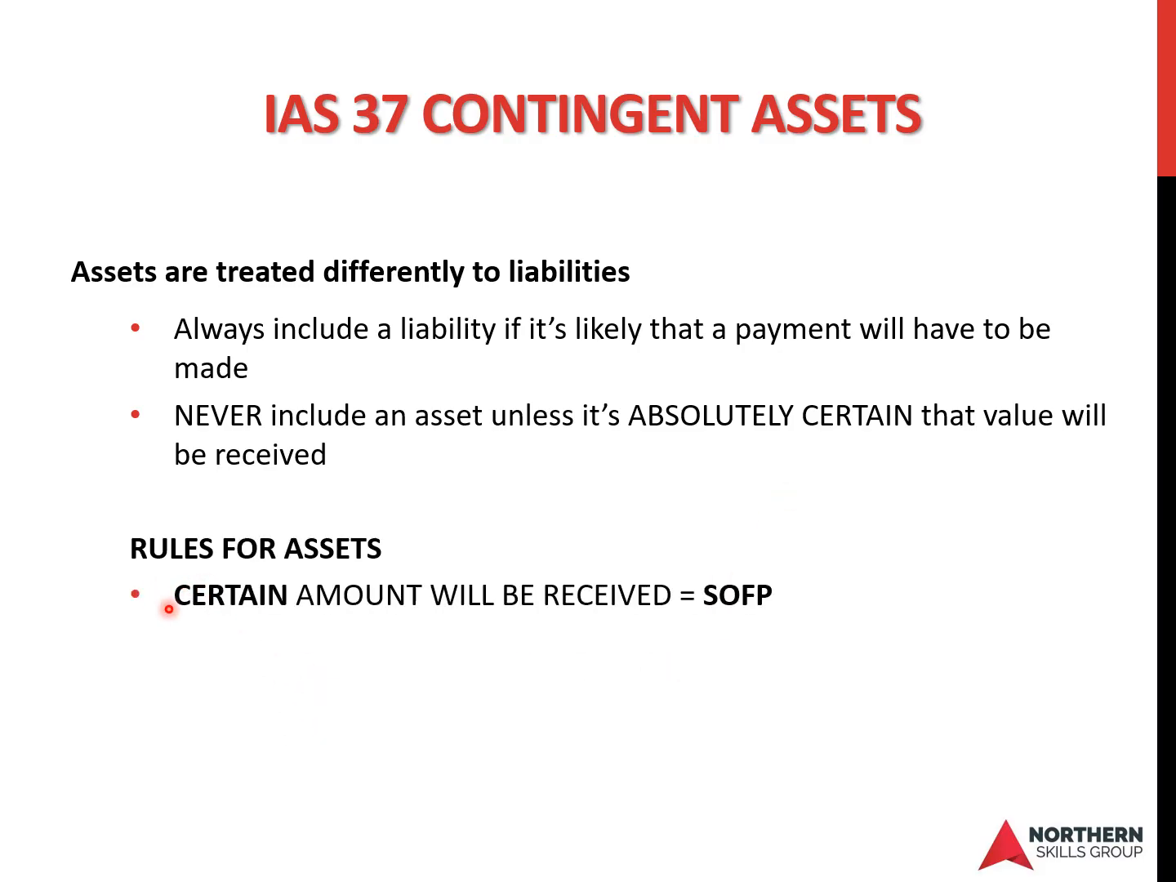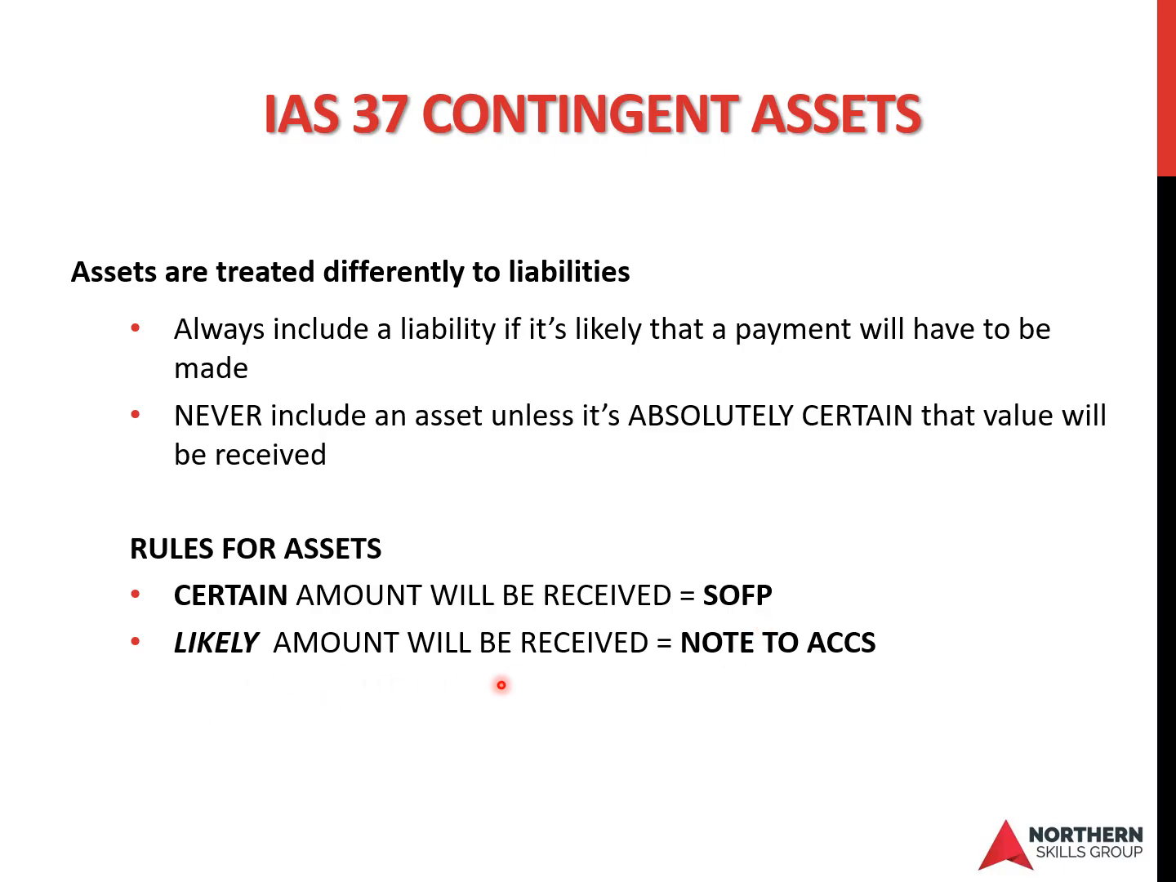So the rules for assets. If we're certain the amount will be received, whether it's an insurance claim or a court case that's been decided in our favour, if it's certain we're going to receive this amount, then we show it as an asset in the statement of financial position.